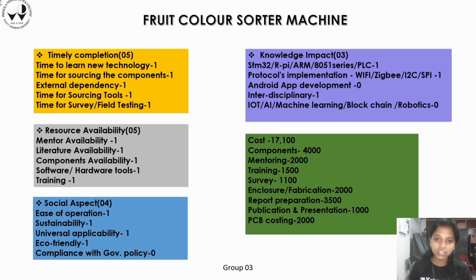As you can see, cost 17,100: components 4,000, mentoring 2,000, training 1,500, survey 1,100, enclosure fabrication 2,000, report preparation 3,500, publication and presentation 1,000, PCB costing 2,000. As you can see, we have given their costs. We have searched for it, we have done research and we got them.